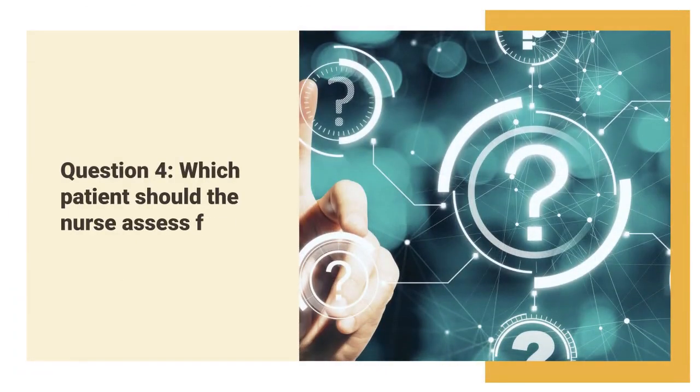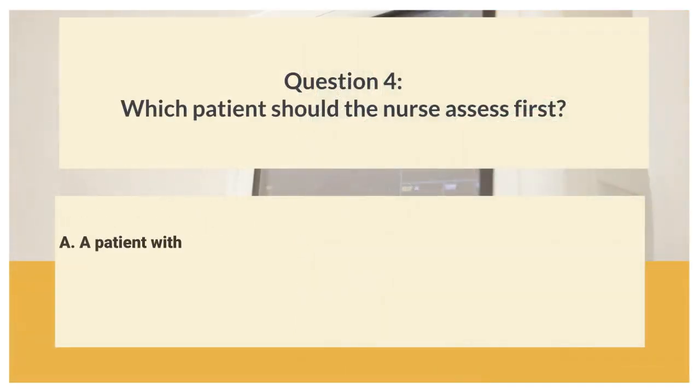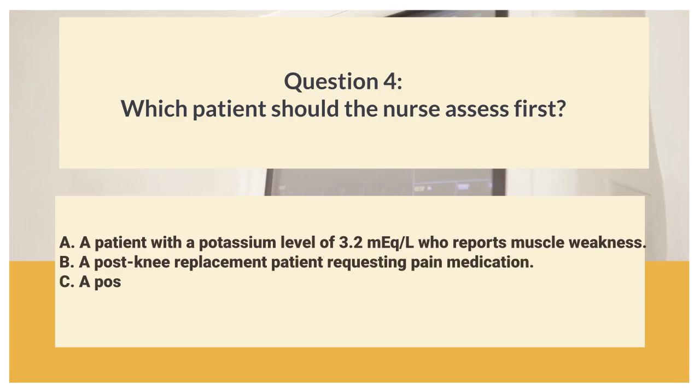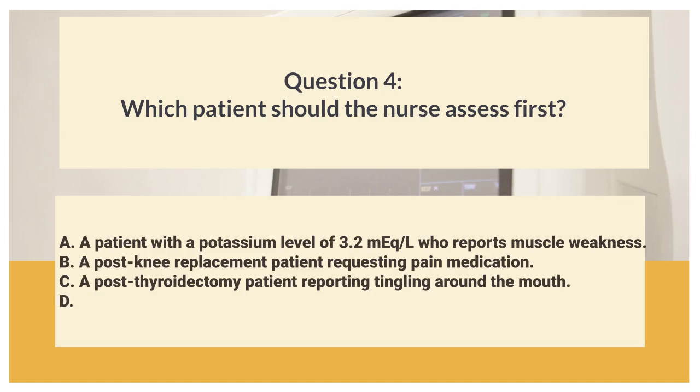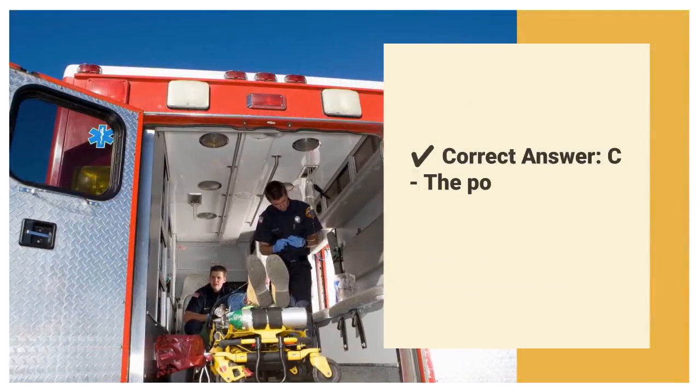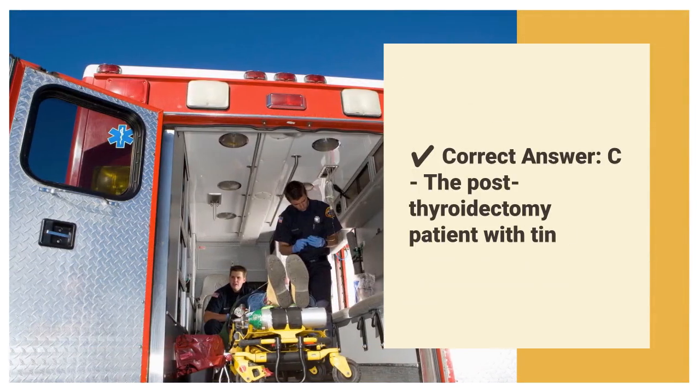Question 4. Which patient should the nurse assess first? A, a patient with a potassium level of 3.2 who reports muscle weakness. B, a post-knee replacement patient requesting pain medication. C, a post-thyroidectomy patient reporting tingling around the mouth. Or D, a pneumonia patient with a temperature of 101.2. So the correct answer here is C, the post-thyroidectomy patient with tingling.